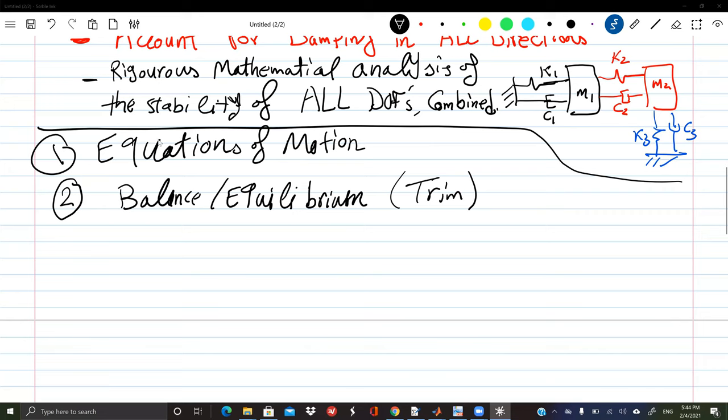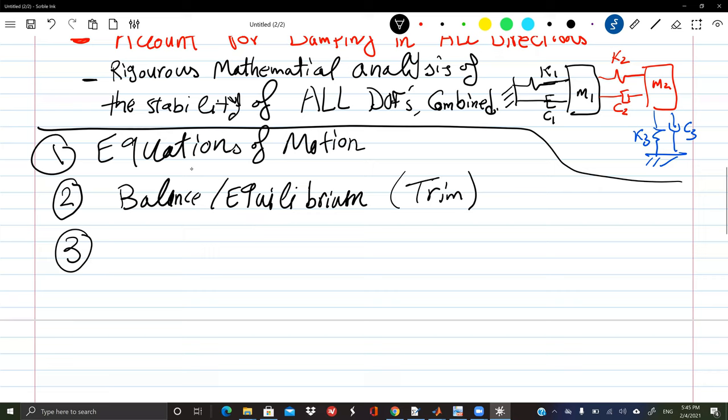So balance, equilibrium, we ensure balance. So we have the equations of motion. What are the equations of motion? Force equals mass times acceleration. So we ensure that the summation of all forces equals zero, the forces that we identified at the desired condition. Now we ensured balance or equilibrium. Third, what's the third step?